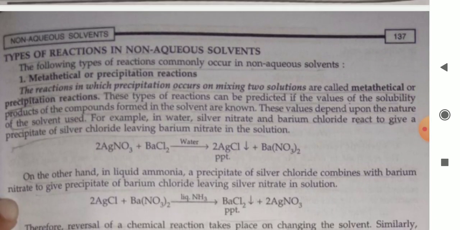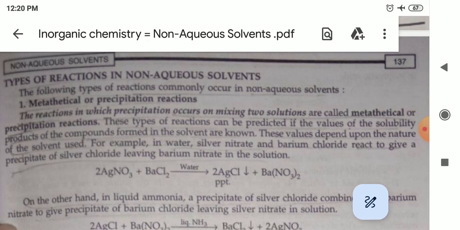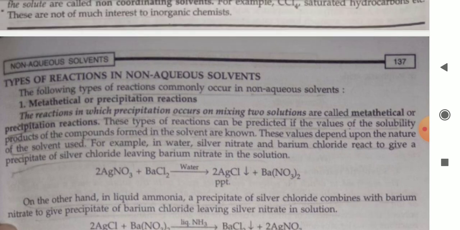Types of reactions in non-aqueous solvents. The following types of reactions commonly occur in non-aqueous solvents. First, metathetical or precipitation reactions. The reactions in which precipitation occurs on mixing two solutions are called metathetical or precipitation reactions. These types of reactions can be predicted if the value of the solubility product of the compound formed in the solvent is known. These values depend upon the nature of the solvent used.